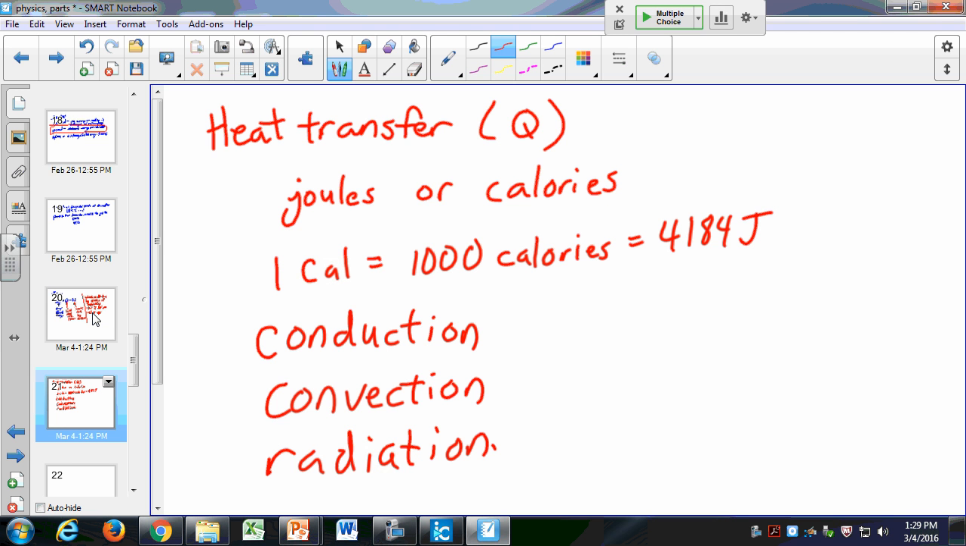I have to have the motion of a fluid. So convection occurs whenever I have motion of a fluid, like a convection oven. What does a convection oven have inside of it? You don't know? You don't have a convection oven? We don't either. It has a fan inside of it.